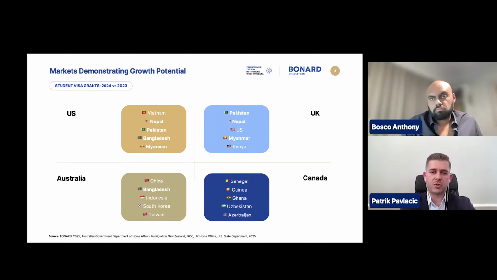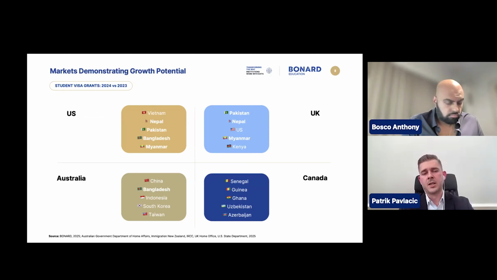If you look at Australia, also due to the challenges in terms of recruitment, we don't see India anywhere near the top growing markets. China was the leading market for higher education providers, followed by Bangladesh. We've also seen solid performance by Indonesia, South Korea and Taiwan. So proximity plays a really important role for providers in Australia.